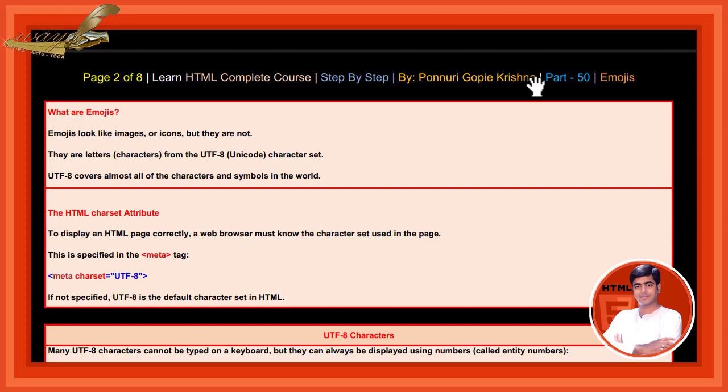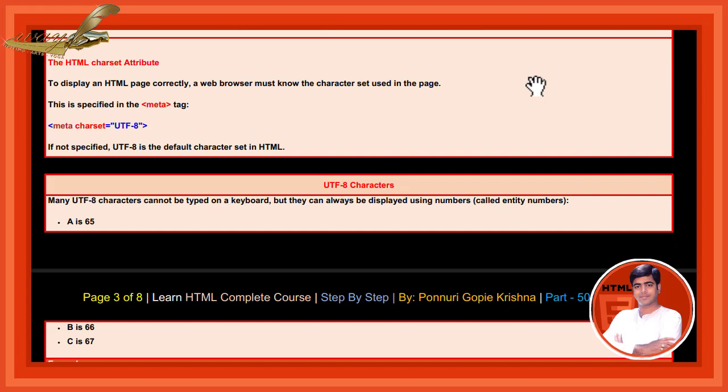The HTML character set attributes. To display an HTML page correctly, your browser must know the character set used in the page. It is specified in the meta tag, meta charset UTF-8. If not specified, UTF-8 is the default character set in HTML.